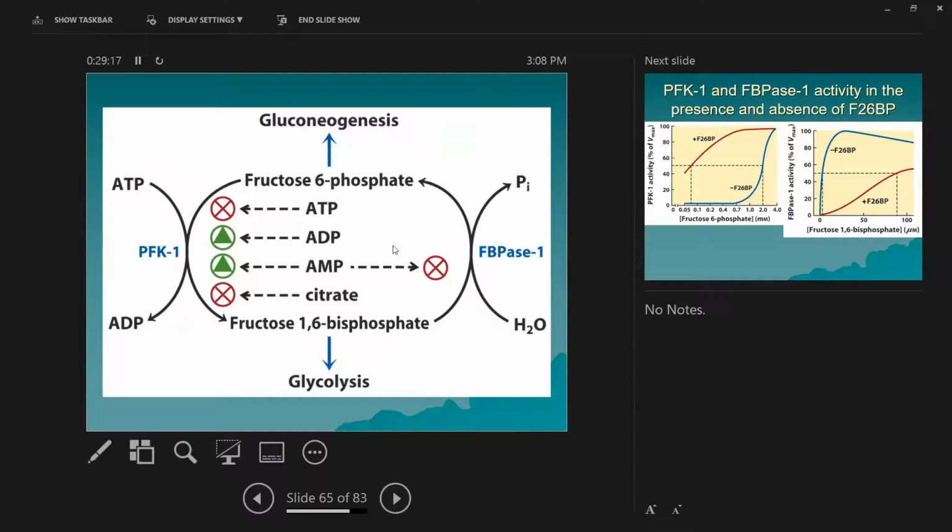Is there anything else, let's say it doesn't go through gluconeogenesis, is there any other process? Yeah, pentose phosphate pathway, which we'll get to another time.